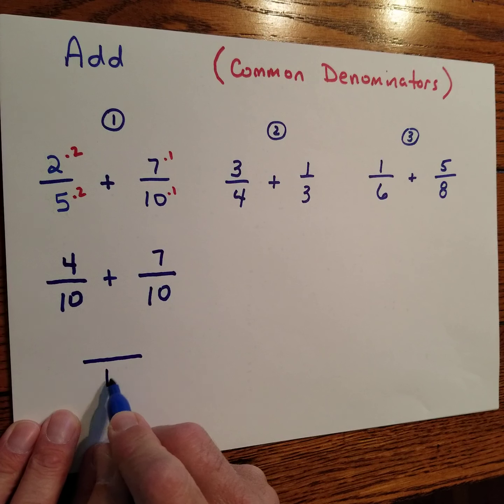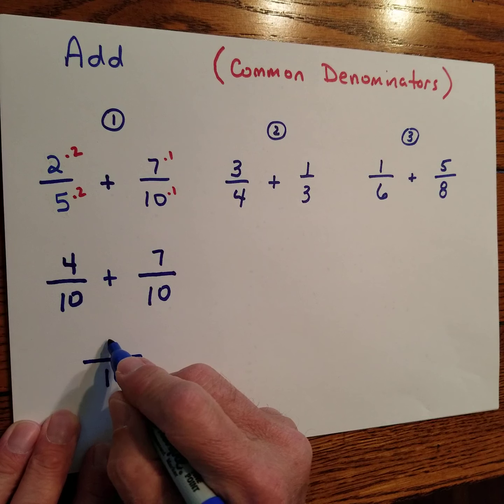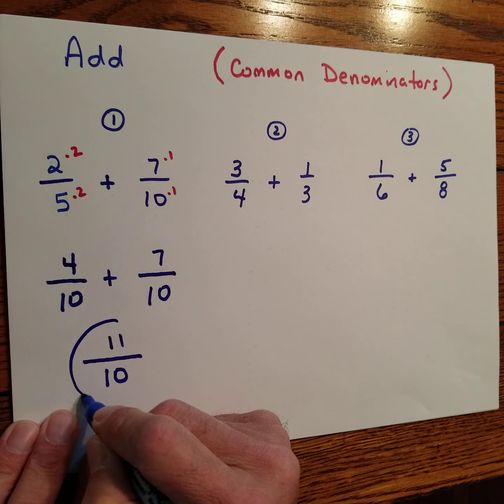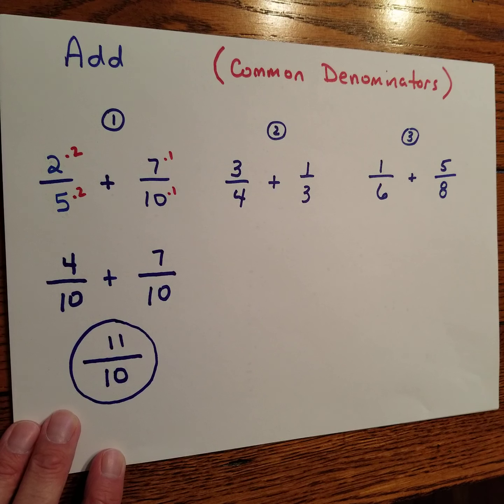Now keep the common denominator and add the numerators. 4 plus 7 is 11. That's an improper fraction, but we don't mind improper fractions. We'll leave our answer just like that.